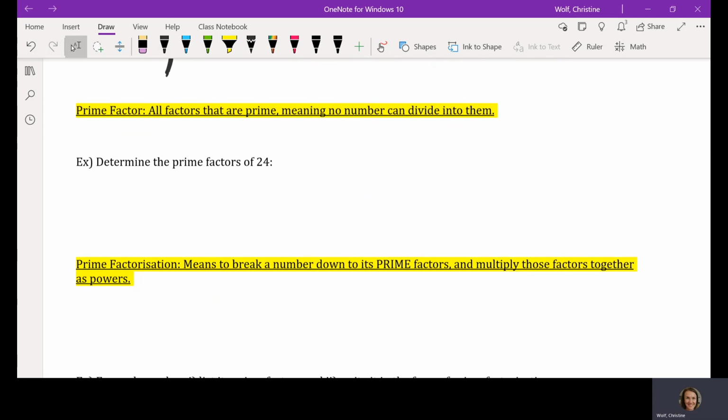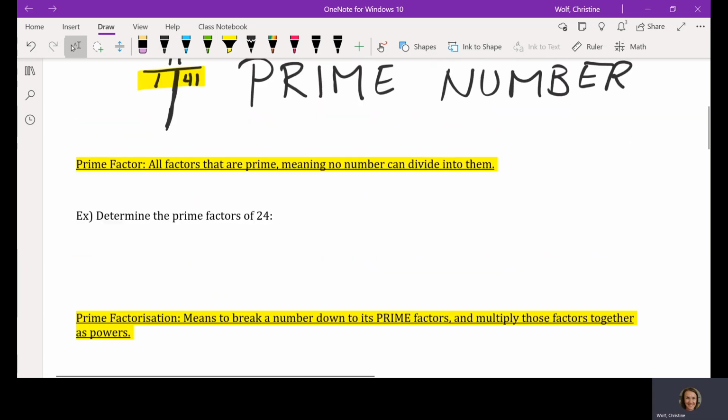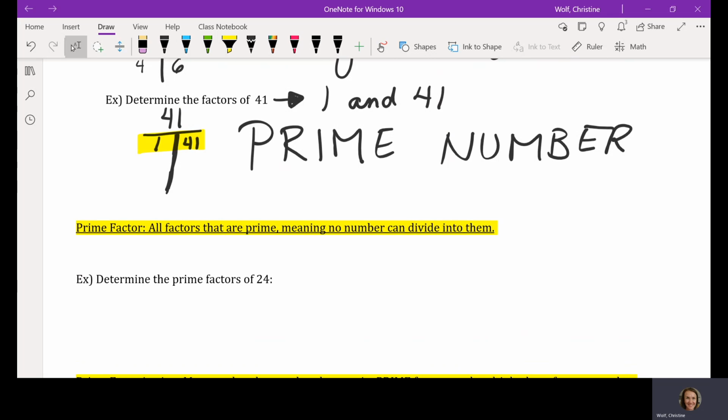Next, we're going to go with multiples. Oh, sorry. Prime factor. So, excuse me, I just wrote down the actual definition for prime number there, or prime factor. All factors that are prime, meaning no number can divide into them. Okay. Sorry, I'm just going to back up here. A prime number is something like 41. Okay, so 41 is a prime number. But if I ask you for prime factors, that's a little bit different.